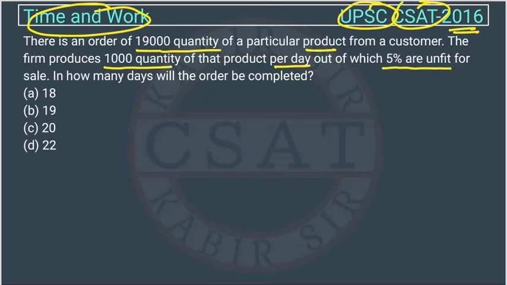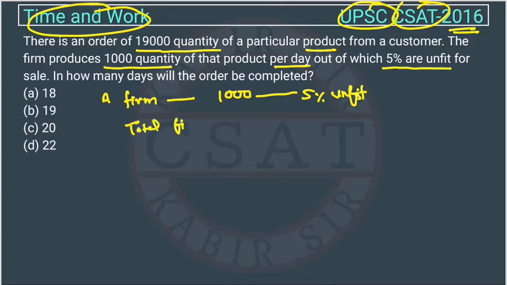This is a very easy question. So what the question is saying, that a firm is producing how many goods per day? 1,000. Right. And out of this 1,000, 5% are unfit. 5% are bad. Right. So how many are good? So total fit products per day, how many? 1,000 is total, and we will deduct the unfit. So unfit is how much? 5%. 5% of what? 1,000.